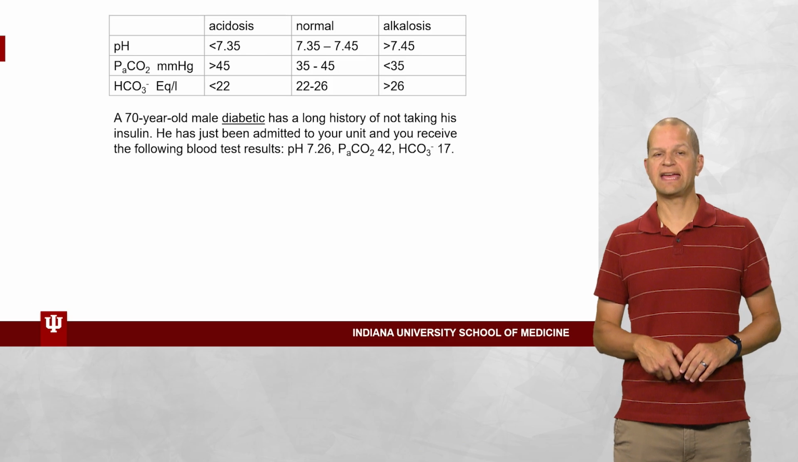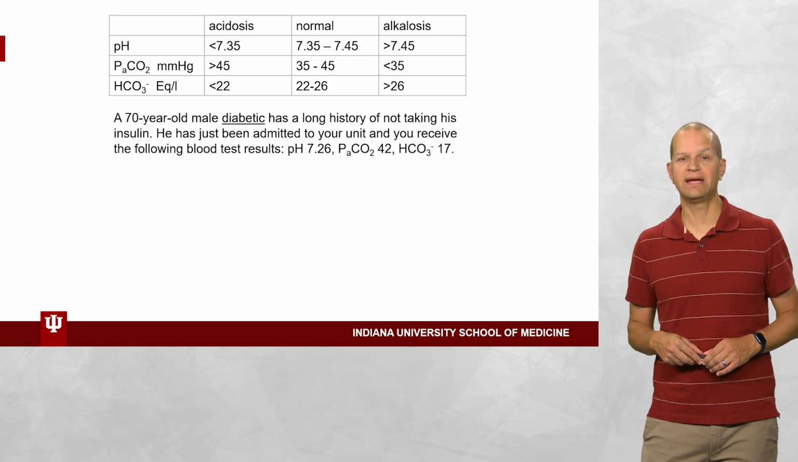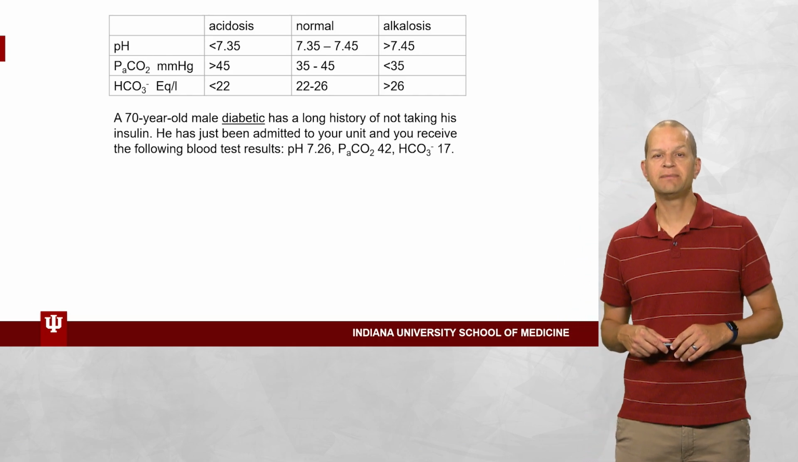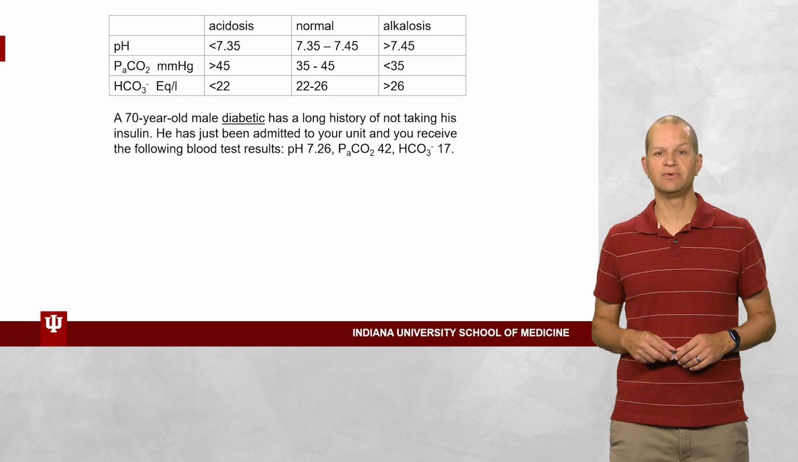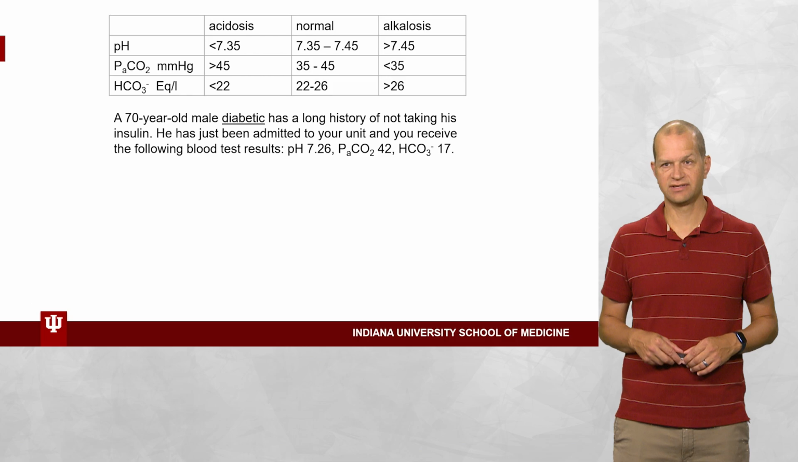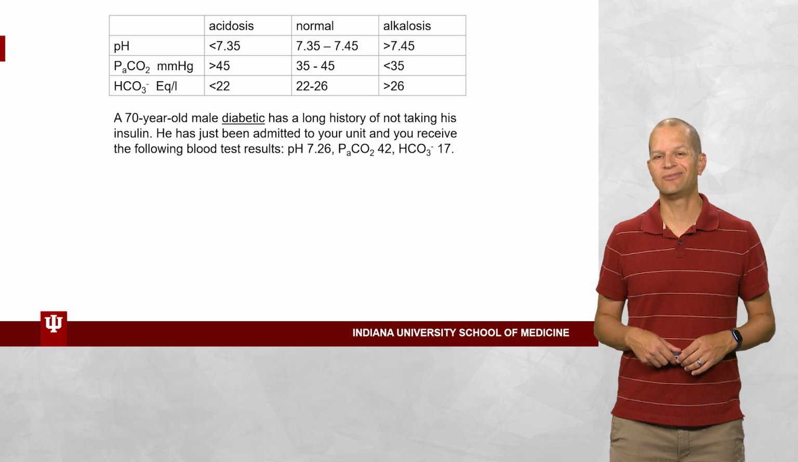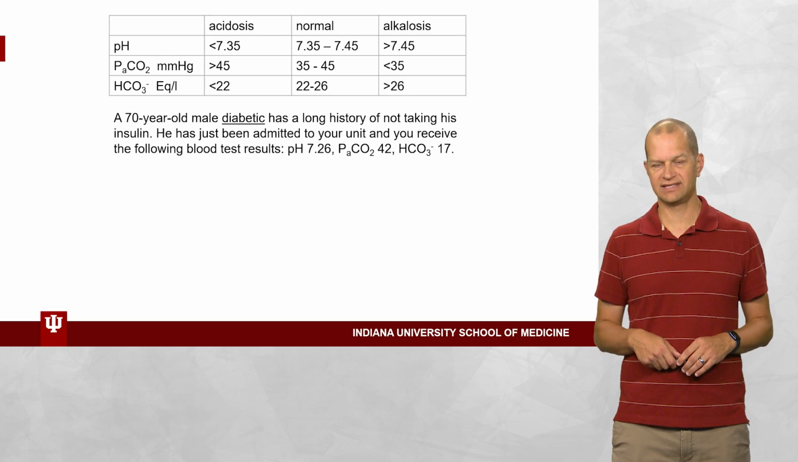And so let's go through a case study here. You've got a 70-year-old male diabetic who has a long history of not taking his insulin. He has just been admitted to your unit and you receive the following blood test results. Okay, so he has a pH of 7.26, a carbon dioxide of 42, and a bicarbonate of 17.